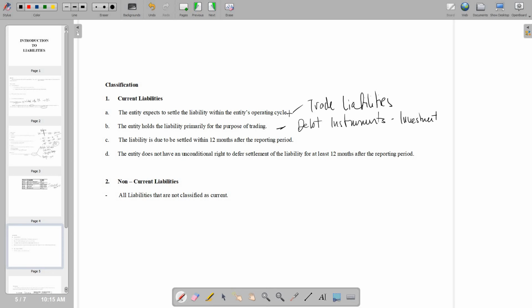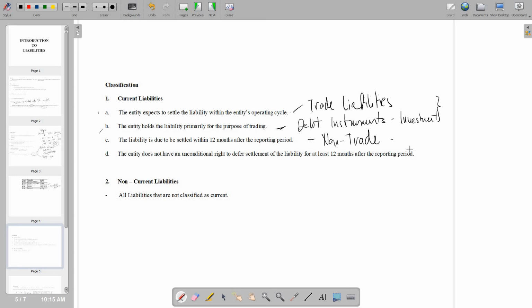Okay? So in any case, these two, A and B, these are for trade. Okay? The expectation as they are for trading. Okay? So normal operating cycle, or it is specifically designated that it is for trading. Okay? Number 2, the liability is due to be settled within 12 months after the period. So these liabilities are for non-trade liabilities. If the liability is non-trade, then therefore the 12-month rule will apply.